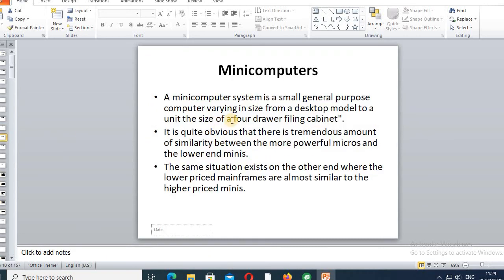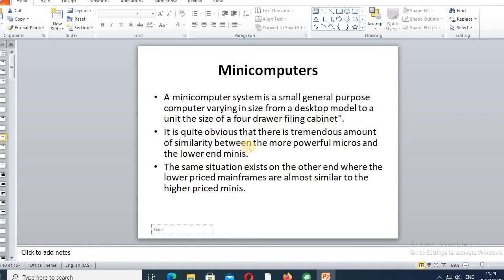Then when I go to another one, we have minicomputers. A minicomputer system is a small general purpose computer varying in size from the desktop model to the size of a four-drawer filing cabinet. So this is a small computer that can fit on a desktop and be used by a single user, or it can be used by a number of people together, like 2 or 3 or 5, depending on how it has been configured.